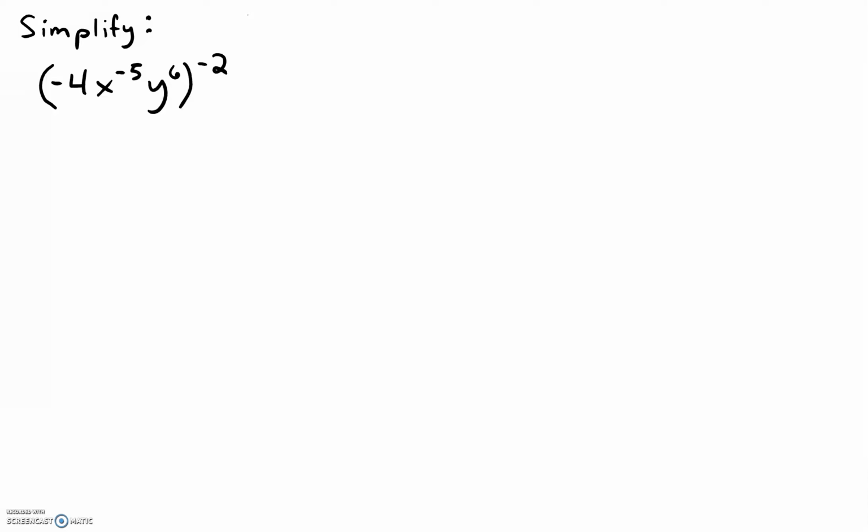In this video, we're going to look at simplifying the problem (-4 multiplied by x to the -5 multiplied by y to the 6), all raised to the -2 power. And to accomplish this, we're going to use various rules of exponents.